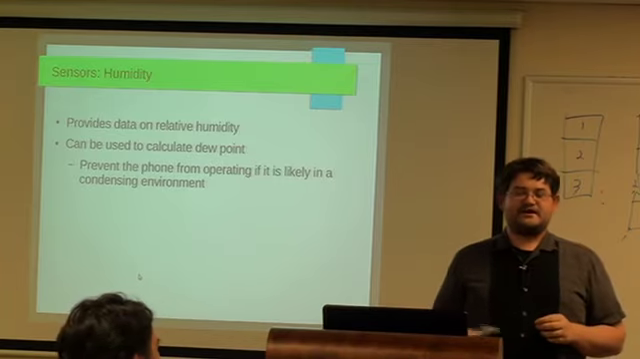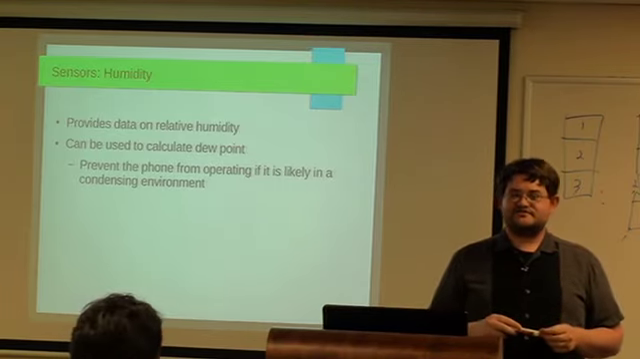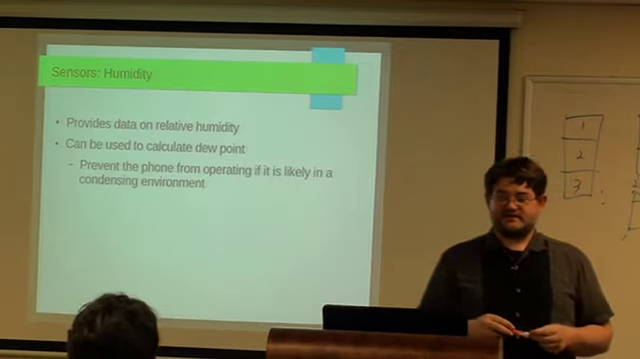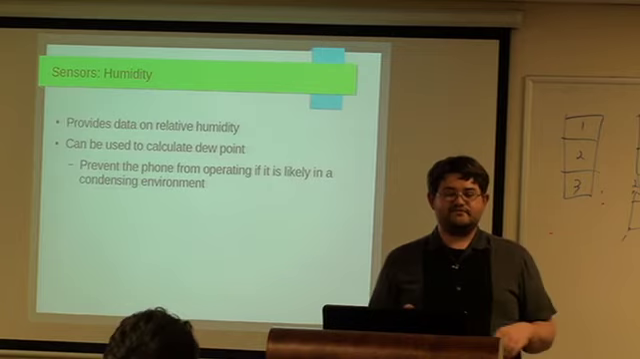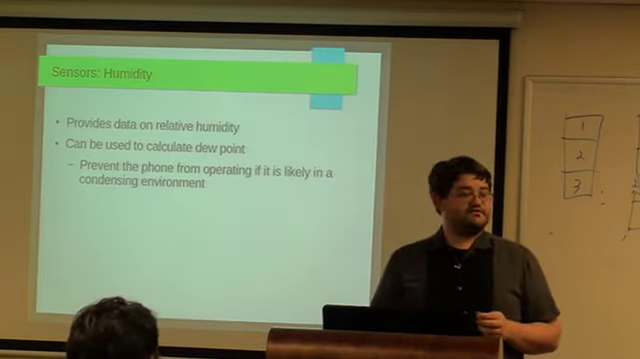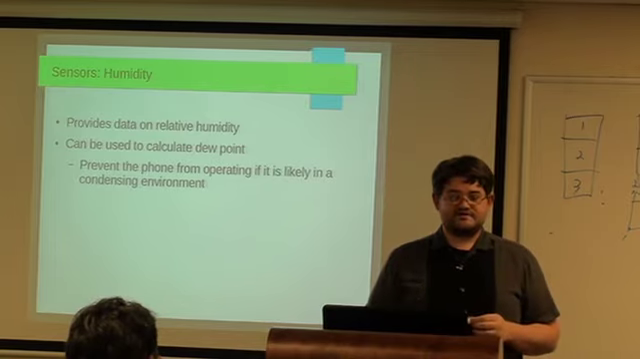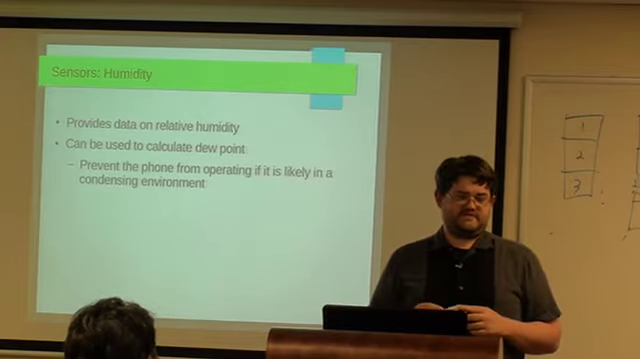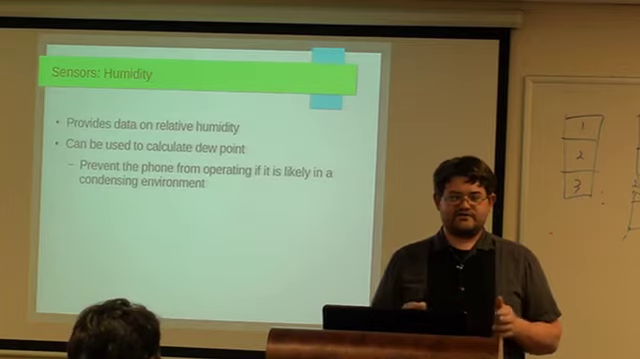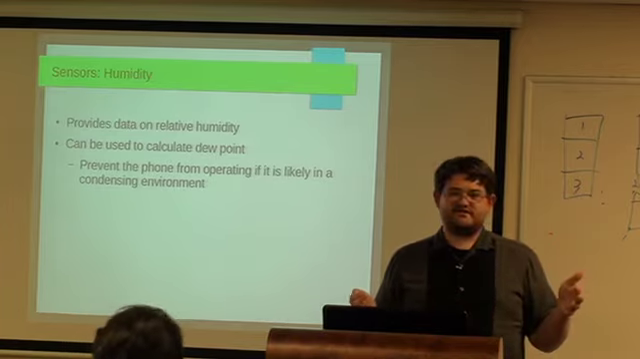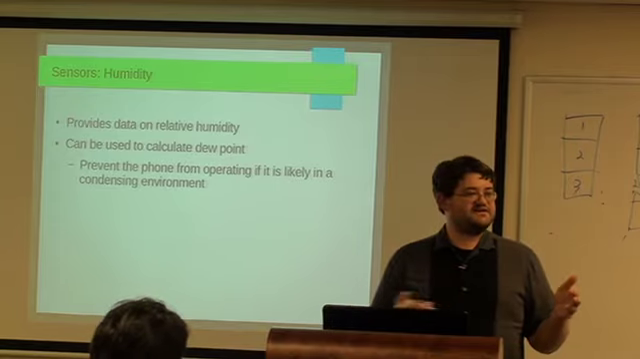Anyway, similar to the barometer, a surprising sensor that shows up in a lot of smartphones and tablet devices: humidity sensors provide data on relative humidity. Interestingly, if you combine this with a barometer, there's a formula for figuring out what the dew point is. I believe what this is likely included in a phone for is figuring out whether you're in a condensing environment. If you are, your phone is likely going to get damaged because it's going to have condensation inside of it.